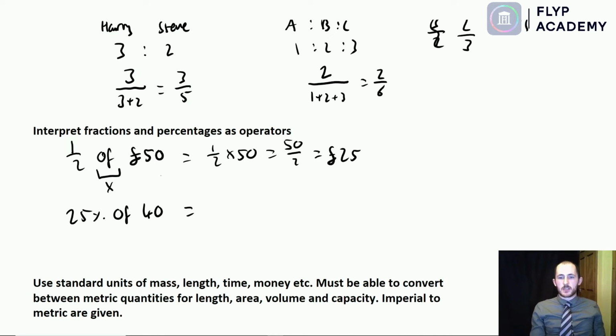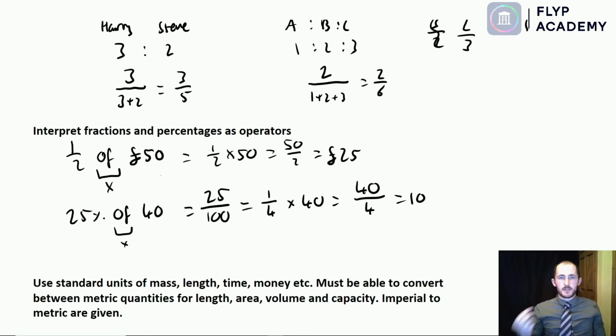So 25%, you can do it as a fraction. So that's 25 over 100, which is equal to a quarter. And again, of means times. So a quarter times 40, we get 40 over 4, which is 10. Simple as. You just need to be able to interpret that. So if they ever give you like a third of 30 goes to charity, you should be able to do a third times 30 and work out your answer. That's just something that they kind of expect you to be able to do. Cool.